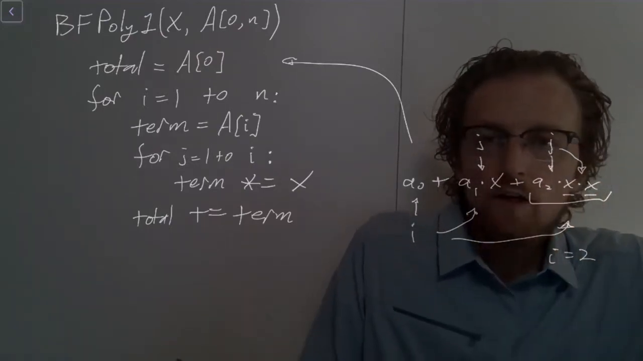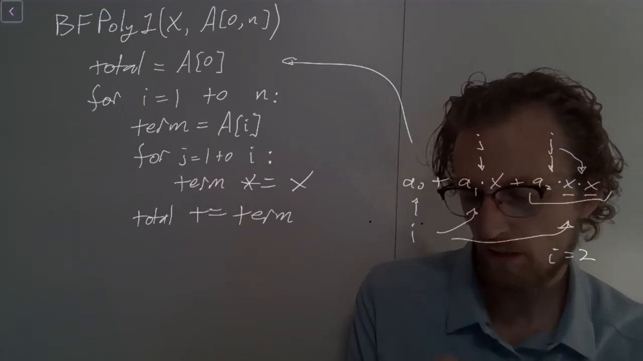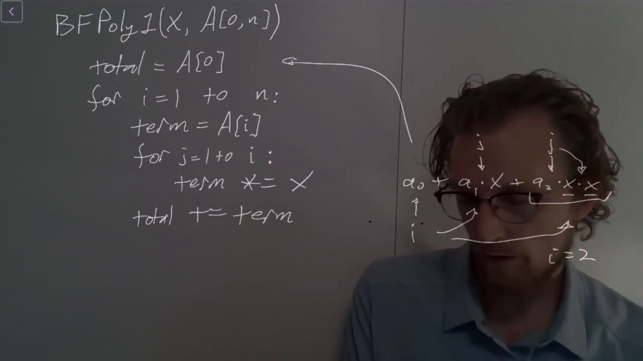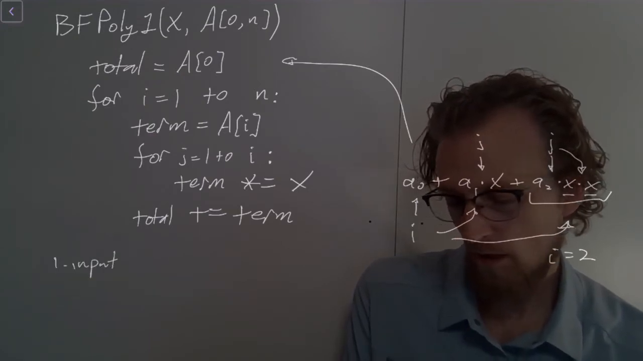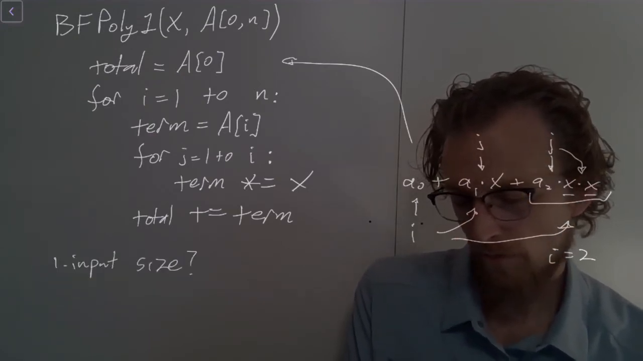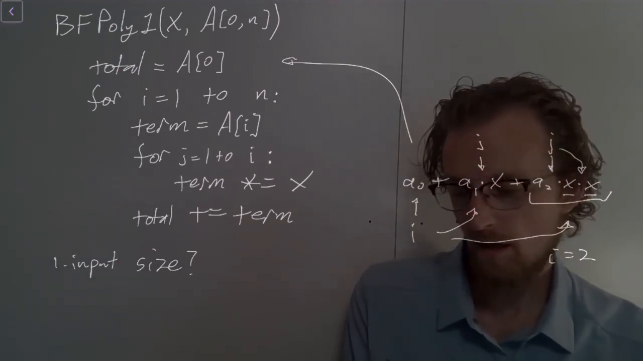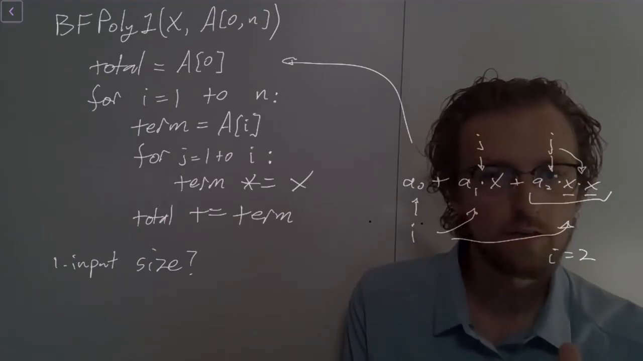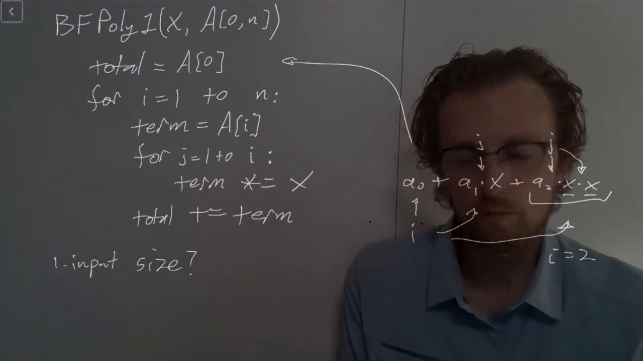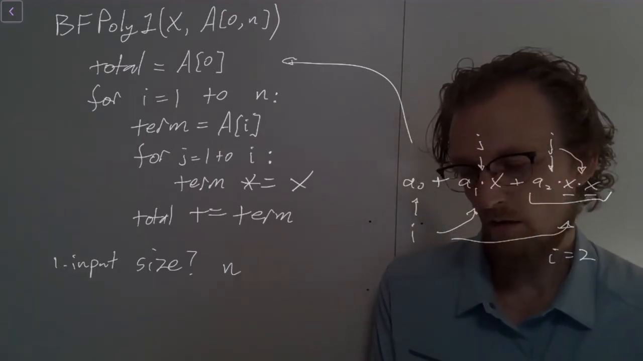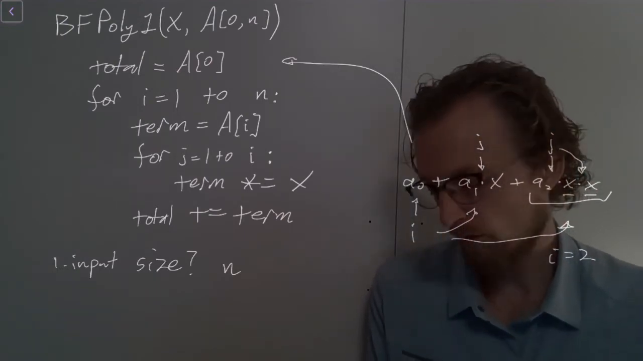All right, so when I ask a question about time complexity, I've got to figure out what I'm talking about. So, here in this particular algorithm, I need to, one, identify an input size. So what is my input size? Well, I have an array of coefficients, right? The array has n plus 1 coefficients. So my input size, let's just call it n, is related to the number of coefficients. It's one less than the number of coefficients.